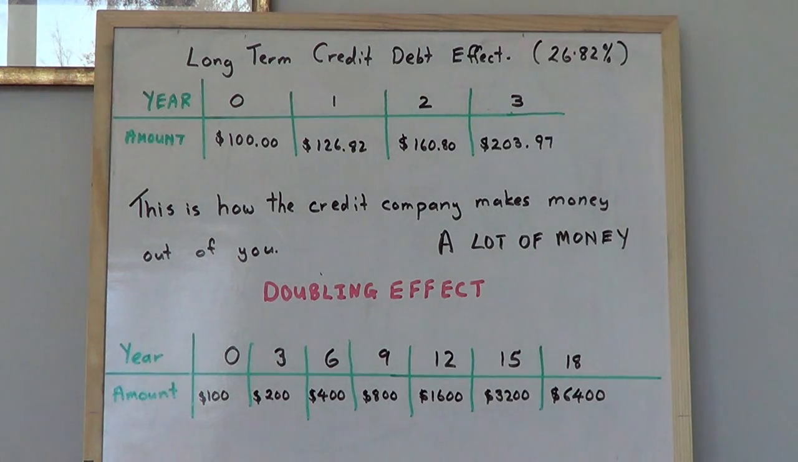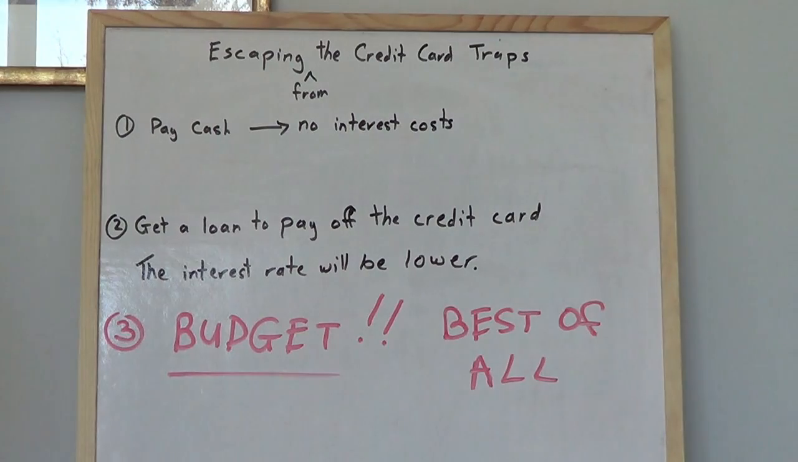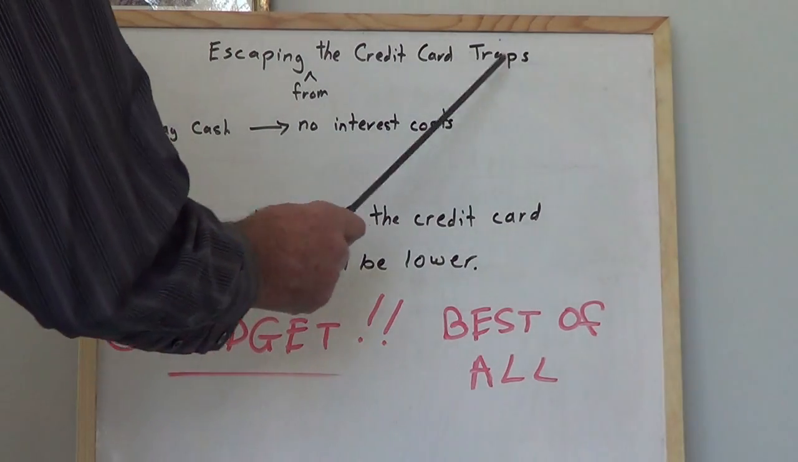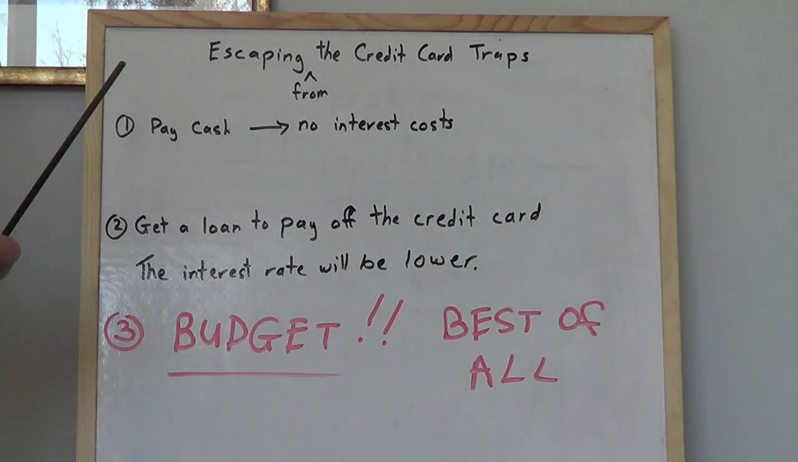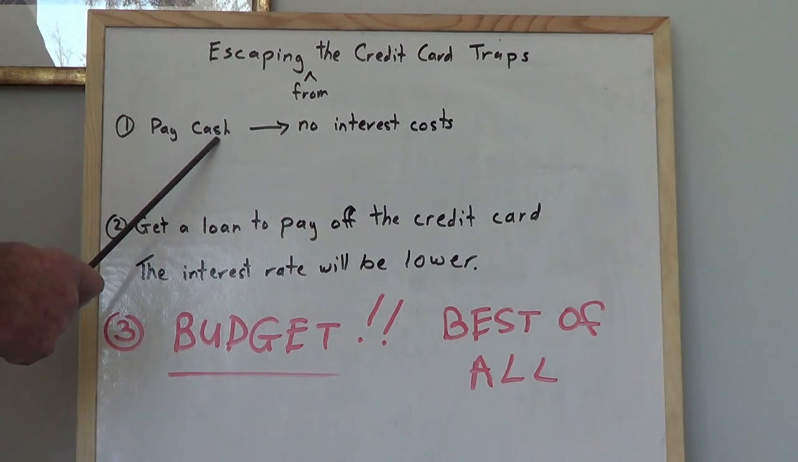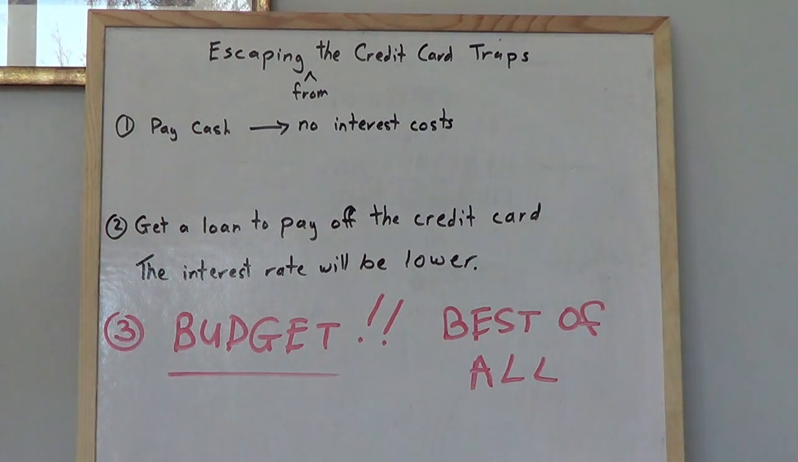All right. Now, I thought I'd better tell you how to escape from the credit card traps. If you're in the trap, the first thing you do is stop using the card and just pay cash. That means you'll get no interest costs on that. If you pay off the credit card and you've got a debt at the end, then they're going to whack you with more interest. So you don't get those interest costs.